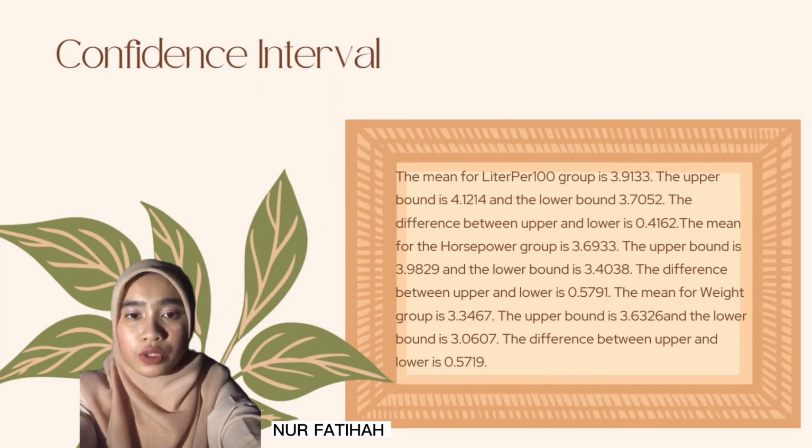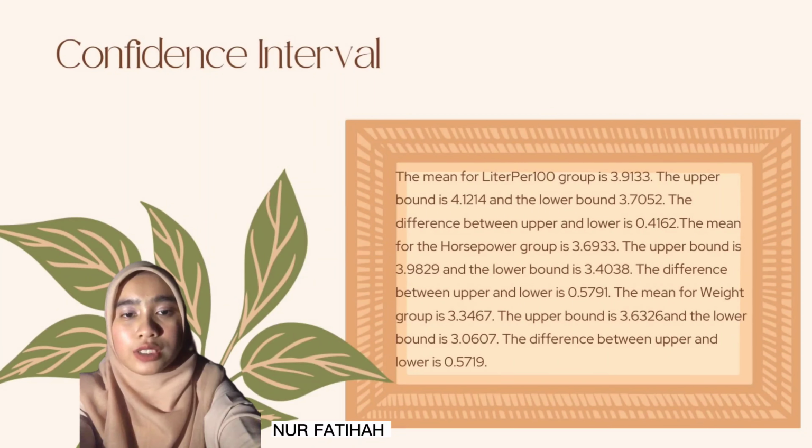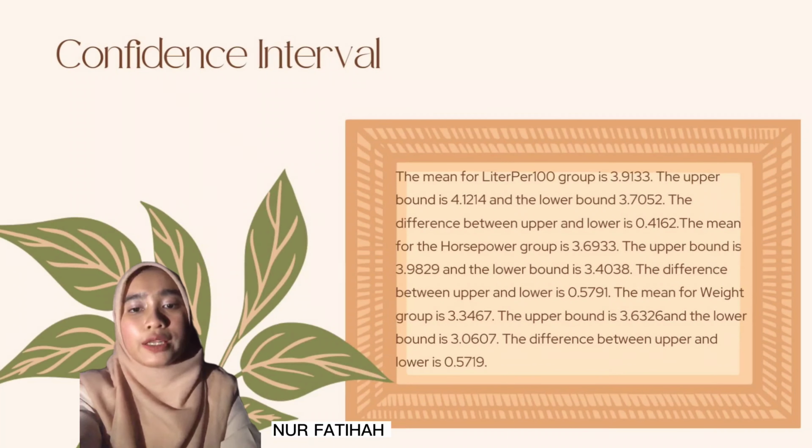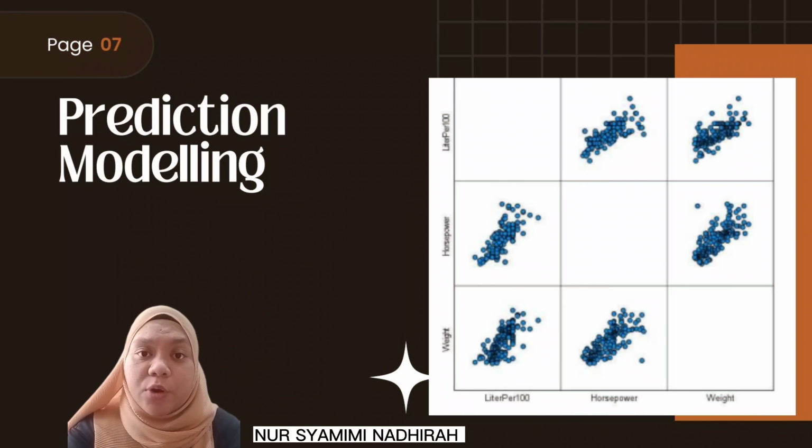The mean for the horsepower group is 3.6933. The upper bound is 3.9829 and the lower bound is 3.4038. The difference between upper and lower is 0.5791. The mean for the weight group is 3.3467. The upper bound is 3.6326 and the lower bound is 3.0607. The difference between upper and lower is 0.5719. Next part is prediction modeling.